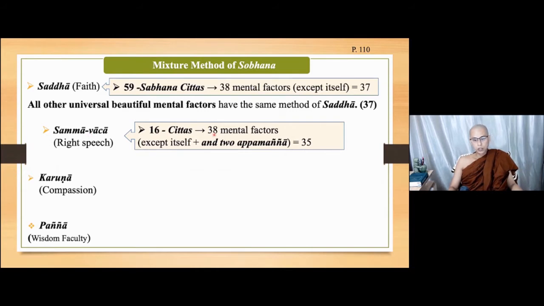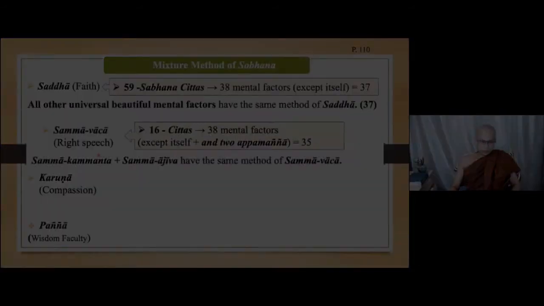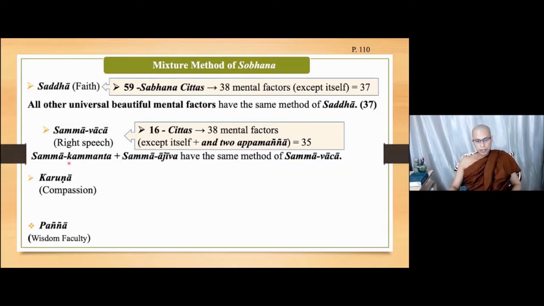If we refer to the great wholesome consciousness, they arise separately. When Samma Vacha arises, the other two cannot arise. So referring to the great wholesome consciousness, we need to take out two more, Samma Kammanta and Samma Ajiva. That's why if we refer to the great wholesome consciousness, it will be only 33. So the same method for Samma Kammanta and Samma Ajiva.